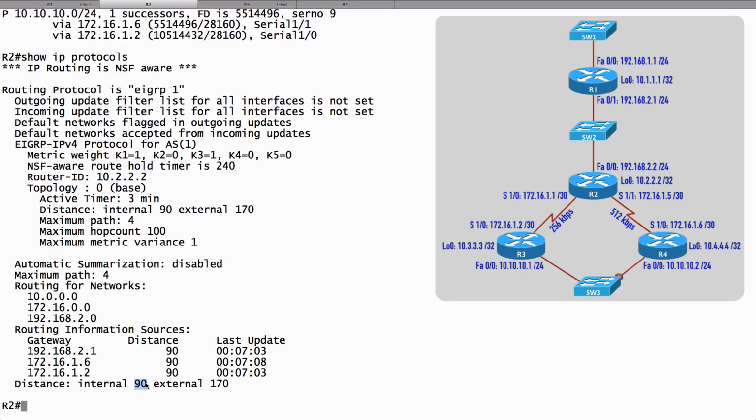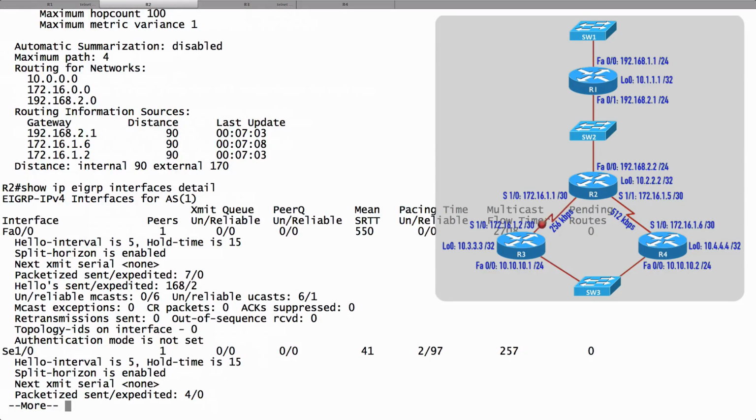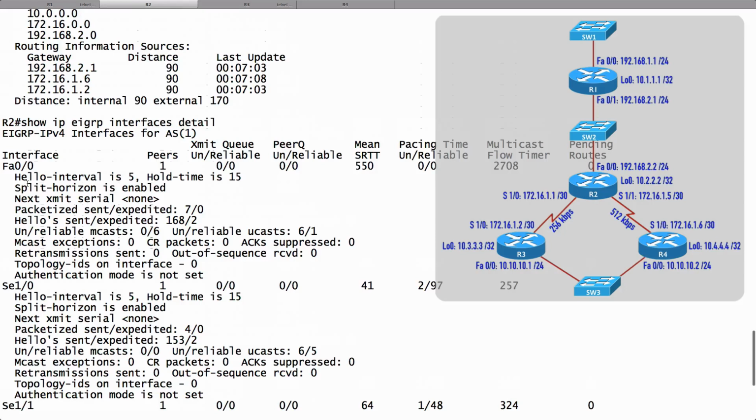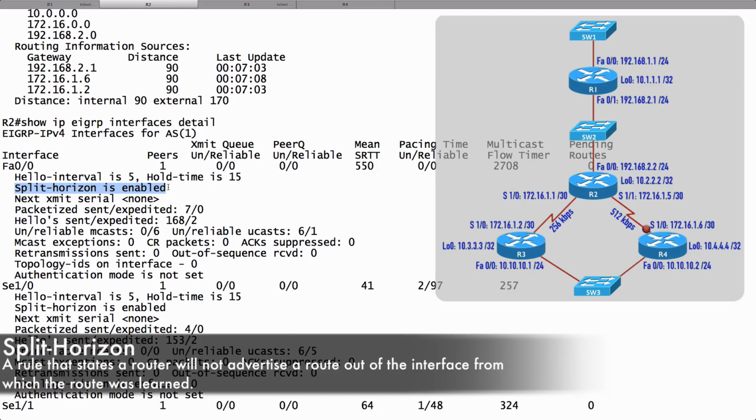Another useful command is show IP EIGRP interfaces detail, and optionally we could specify an interface after that, but let's just look at everything. Let's scroll back up and take a look at the FastEthernet interface. This is going to tell us timers. It shows us the hello interval is the default of 5 seconds. The hold time is the default of 15 seconds. It shows us that split horizon is enabled, meaning that if we receive an advertisement for a network in on this interface, we're not going to send an advertisement for that network back out of this interface.